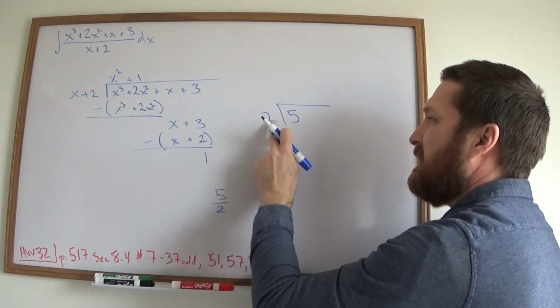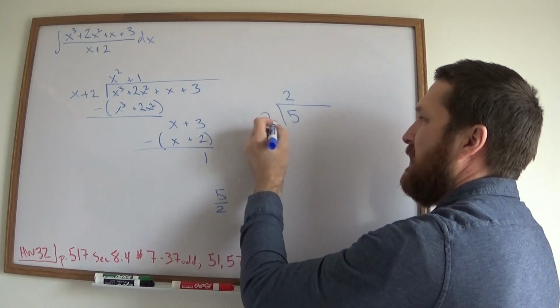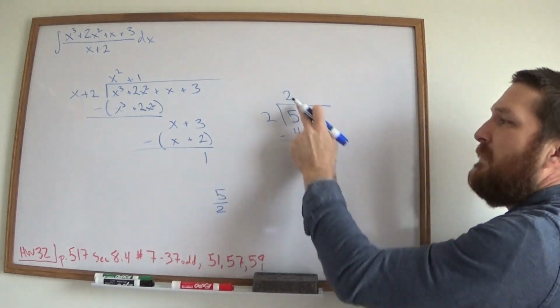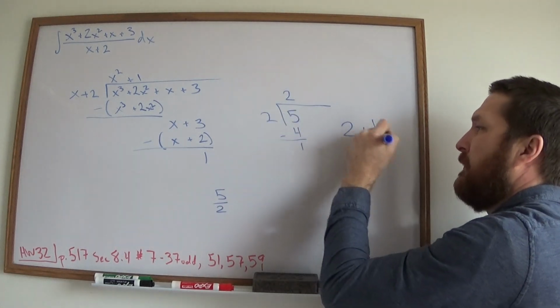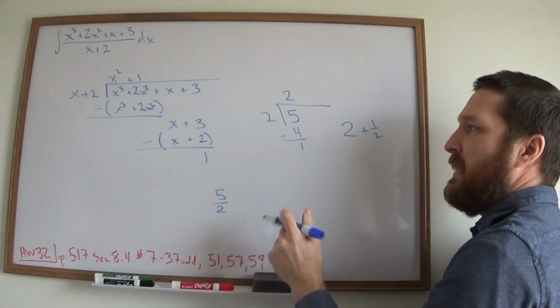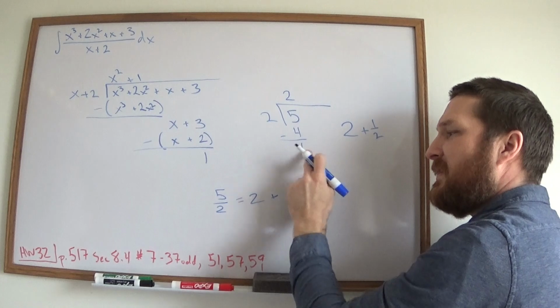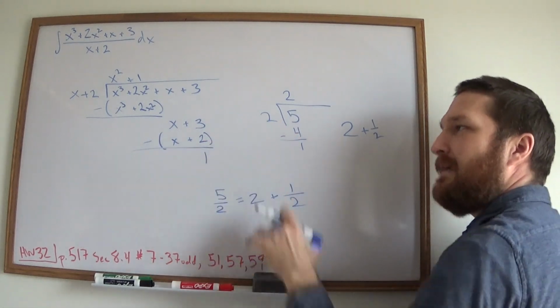So this means then, just like when you take 5 divided by 2, you go, okay, how many times does this go into that? Well, 2 times. 2 times that is 4. Minus off, is that less than that? Yeah. So that means this is the same thing as 2 and 1/2. Same thing here: we would say 5/2 is the same thing as 2 plus the remainder over the divisor.